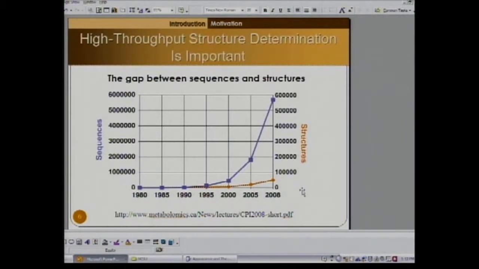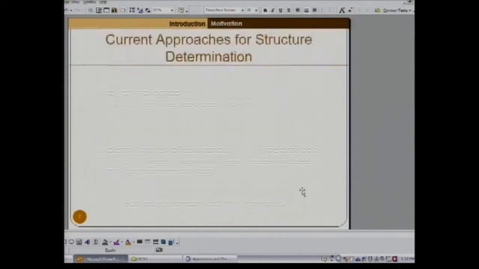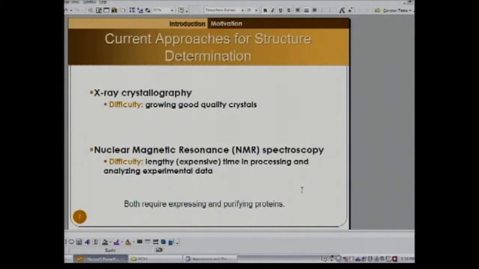Therefore, there is a huge motivation for discovering structures of the proteins, but also a big motivation for high throughput structure determination of proteins. And our lab is working on this; it is one of the main themes in our lab. So what are the current approaches for this problem? There are 2 main approaches. X-ray crystallography is one, and NMR spectroscopy is another approach.